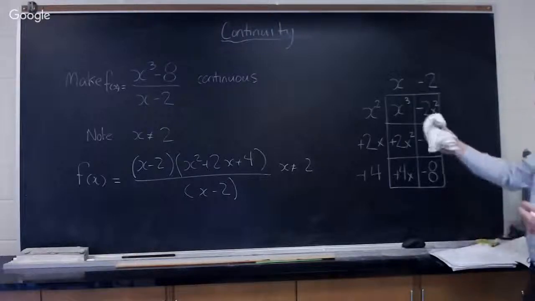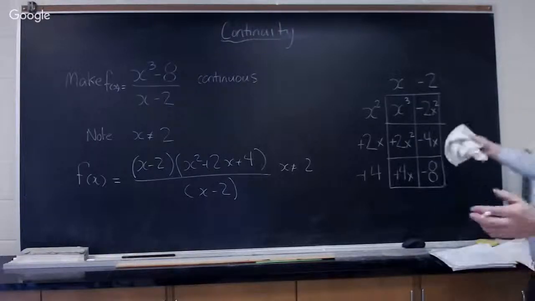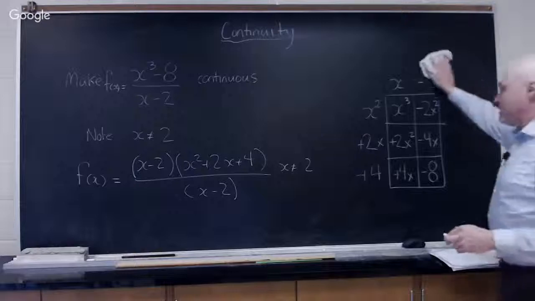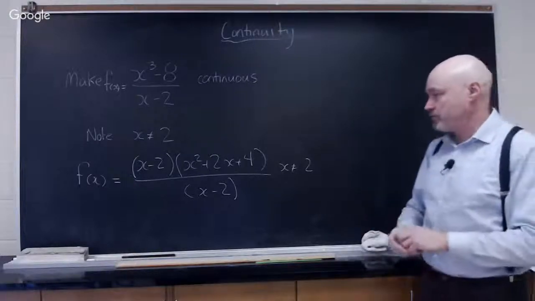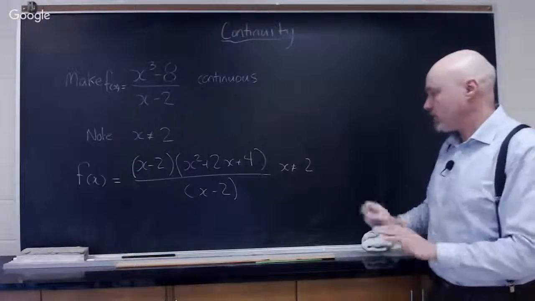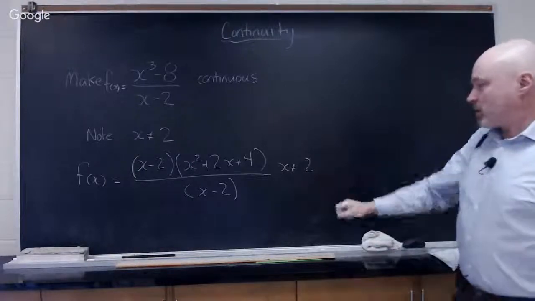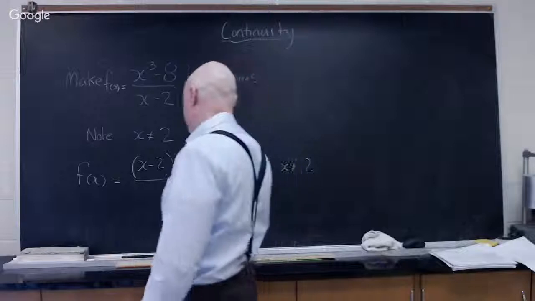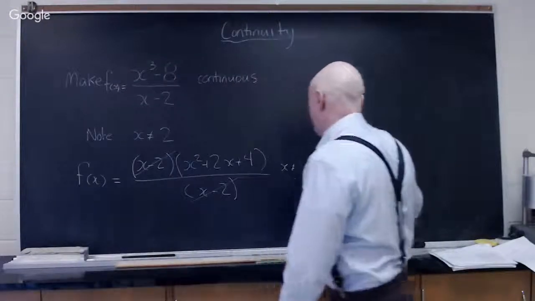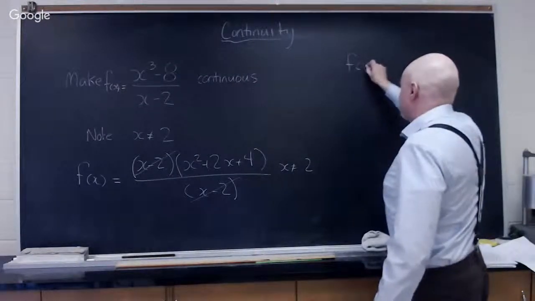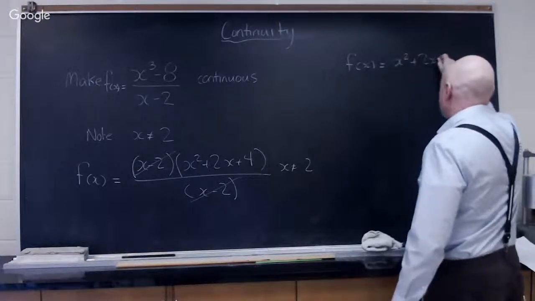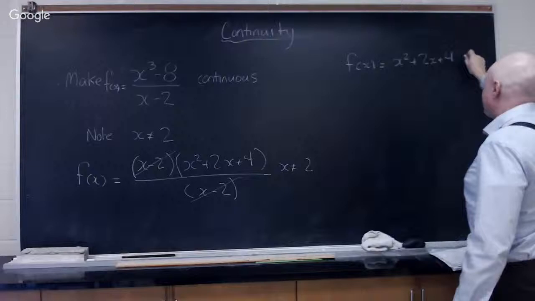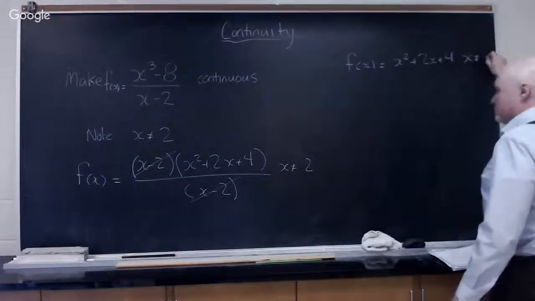If you're not familiar with it, I can teach you a lesson on it if you like, but it's just a nice way of factoring really big polynomials. Okay, so if we looked at this, we could actually simplify this function, and we could represent it differently. We can say that, yes, this is just x squared plus 2x plus 4, but x can't be equal to 2.